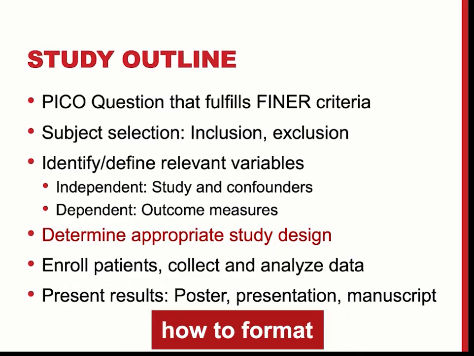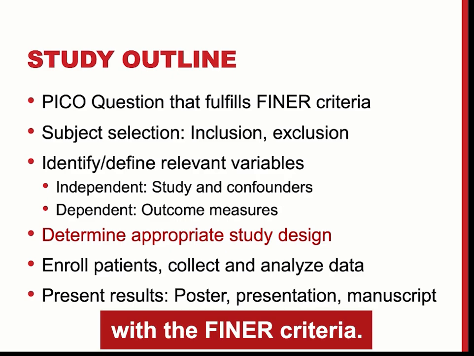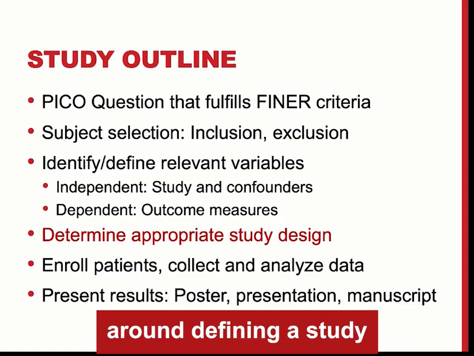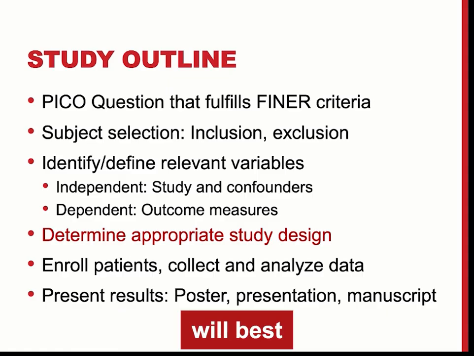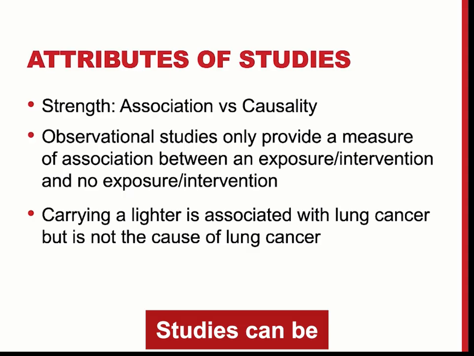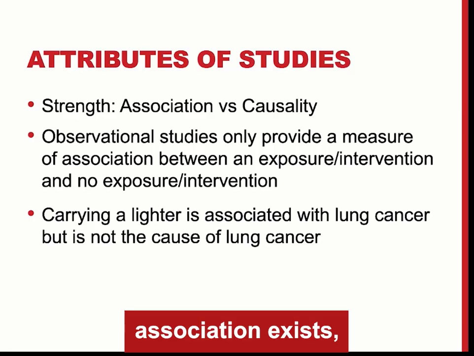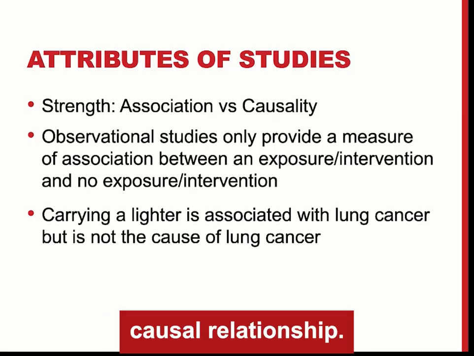We have discussed how to format a research question with PICO and how to determine if a research question is answerable with the FINER criteria. We will take a brief detour around defining a study population and variables and focus on determining which study design will best answer your research question. Studies can be described by their attributes. Typically, observational studies conclude whether an association exists, while interventional studies define a causal relationship.